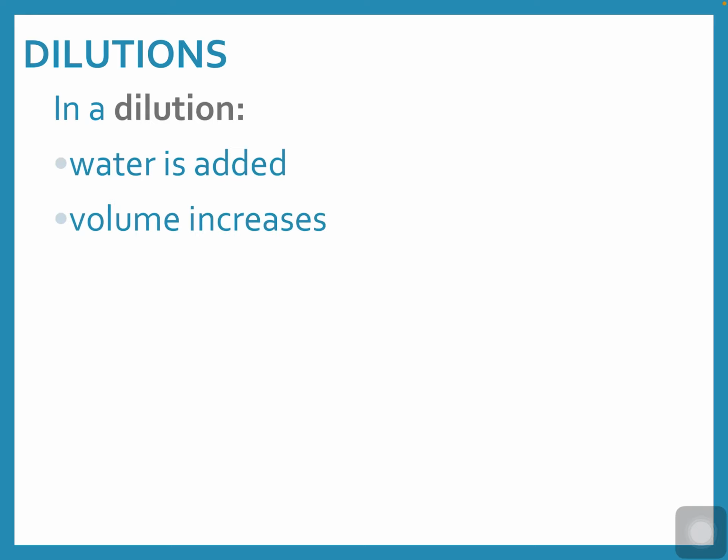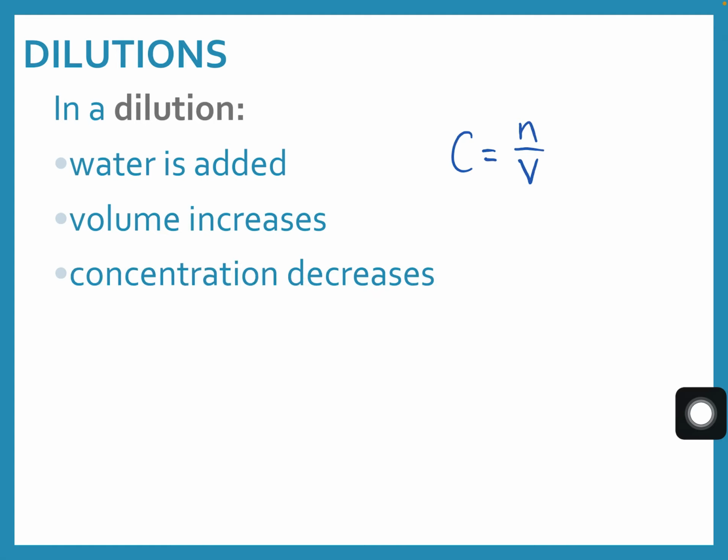So my volume increases, and if concentration is equal to number of moles divided by volume, and the number of moles of solute doesn't change, but my volume increases, then if I divide by a larger number, my answer is going to end up being smaller. So as the volume increases, the concentration is going to decrease.